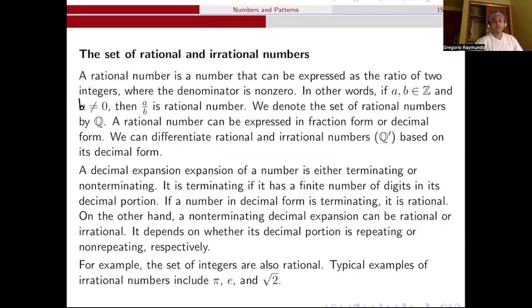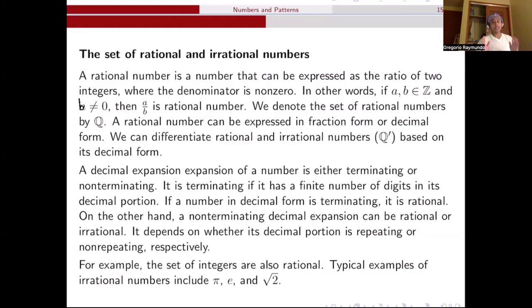We can differentiate rational and irrational numbers, labeled as Q prime, based on its decimal form. The decimal expansion of a number is either terminating or non-terminating. It is terminating if it has a finite number of digits in its decimal portion. If a number in decimal form is terminating, it is automatically rational. On the other hand, a non-terminating decimal expansion can be rational or irrational. It depends on whether its decimal portion is repeating or non-repeating respectively.